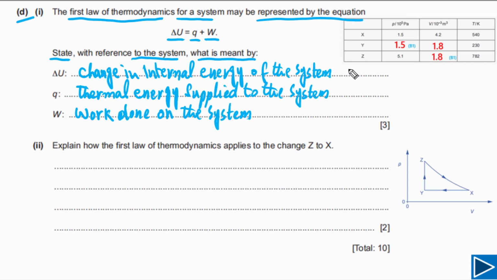If you have written this for delta U, you will get 1 B mark. And for Q, you will also get 1 B mark. And for W, this is also another B mark. If you have written these 3, you will get 3 B marks.